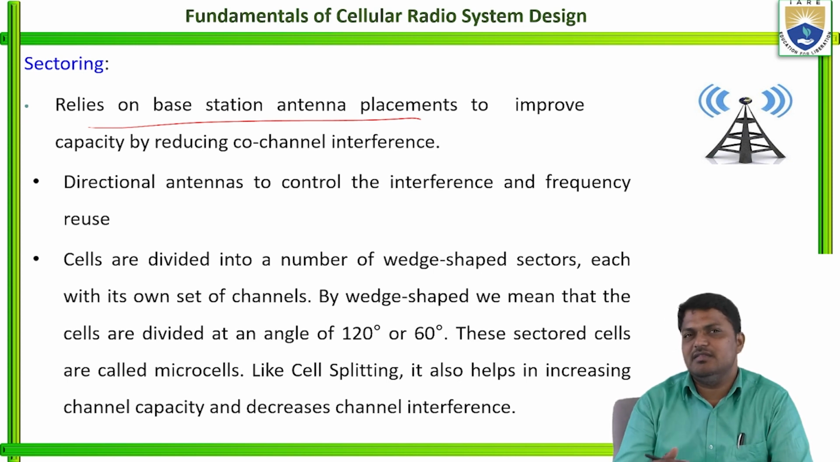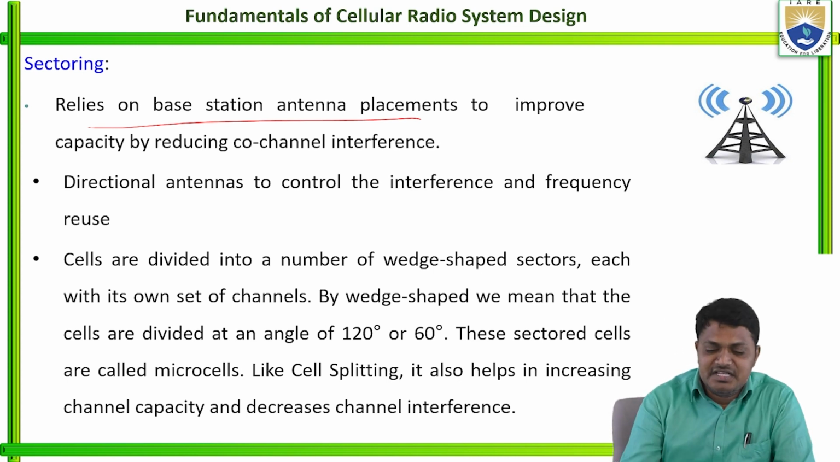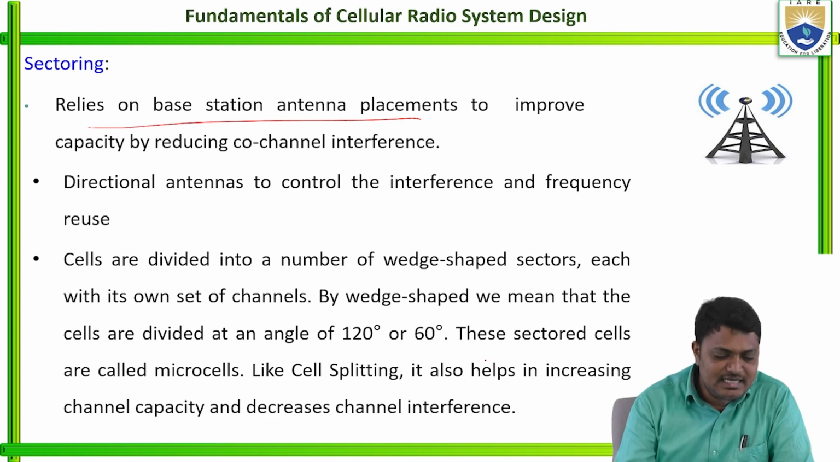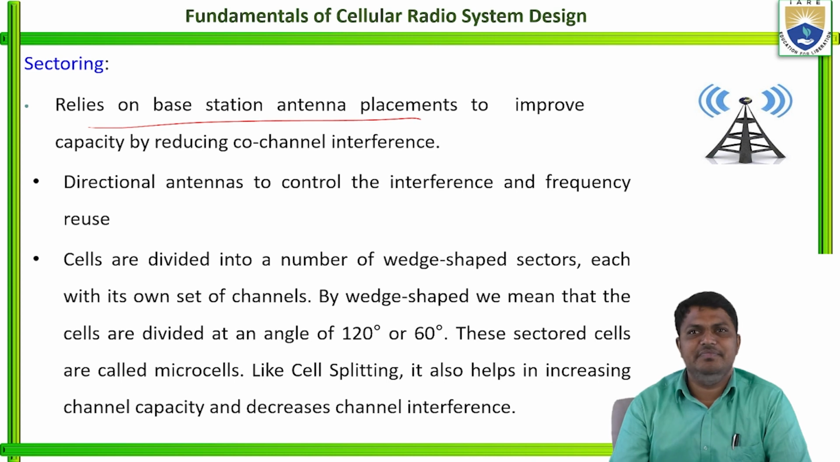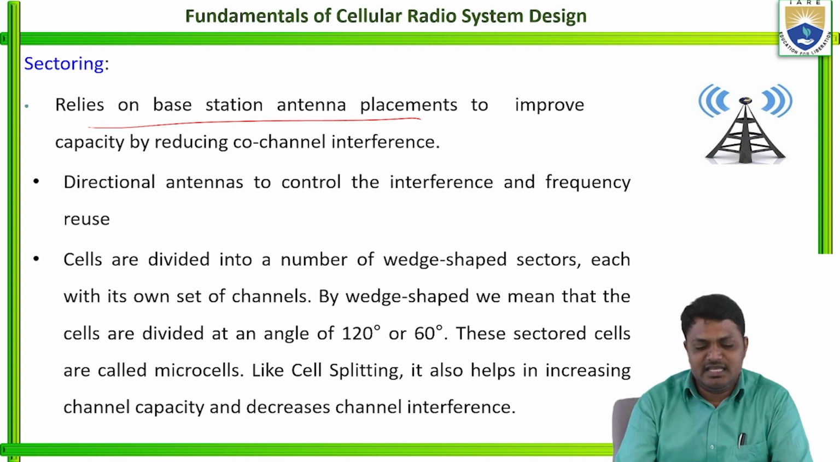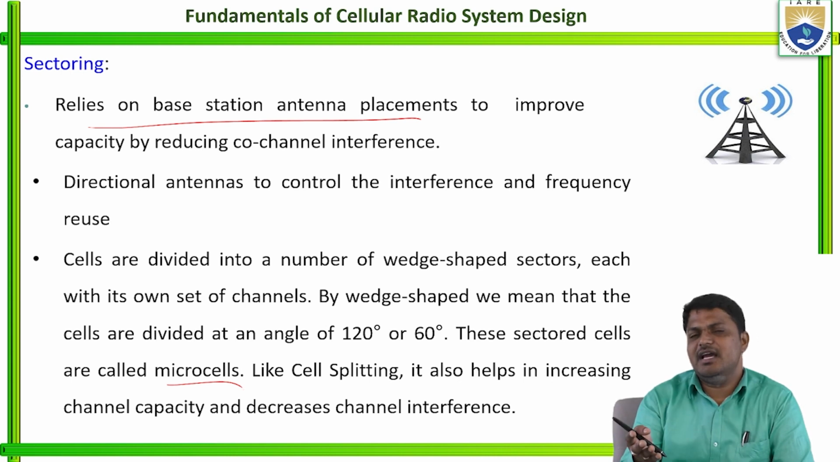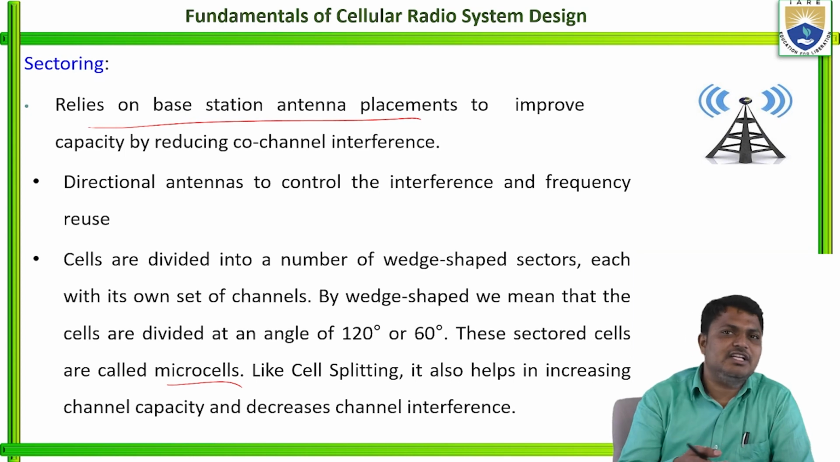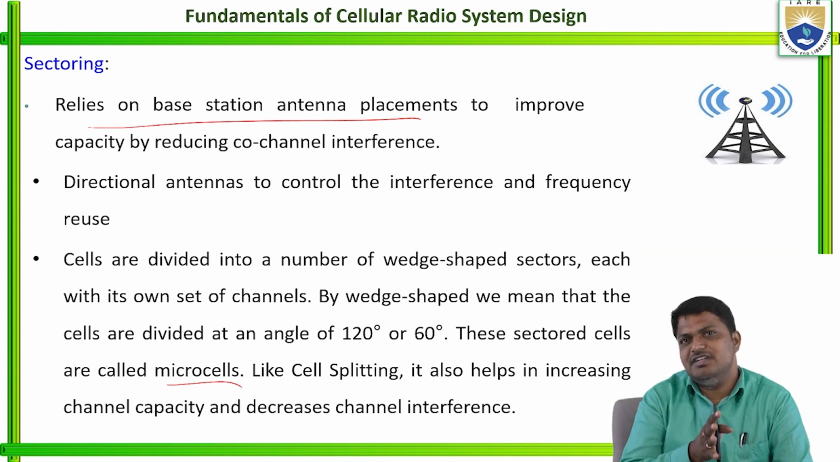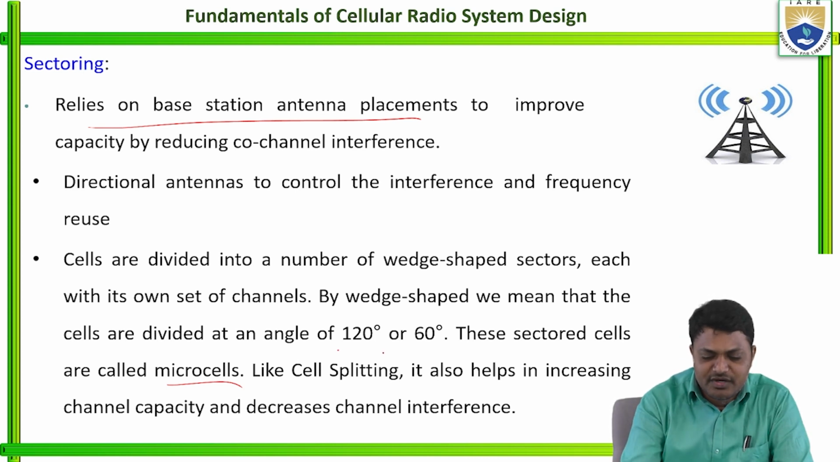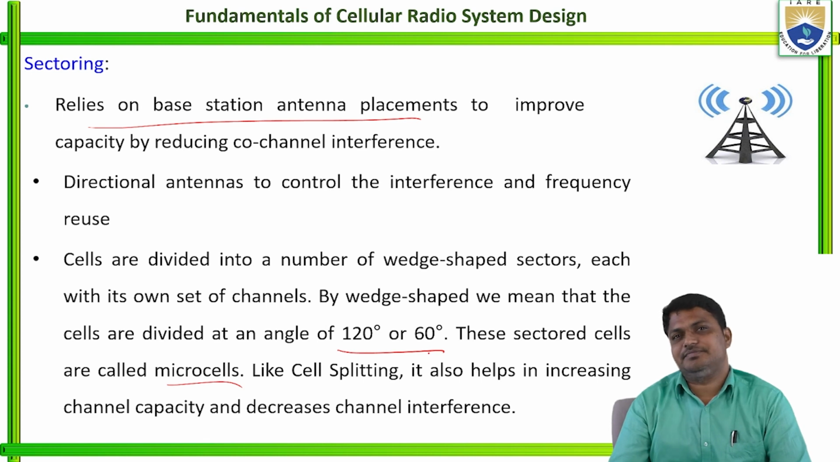Cell splitting is also a similar process. By wedge-shaped, we mean the cells are divided in the shape of 120 or 60 degree angles only. These sectored cells are called microcells. Like cell splitting, which divides a large cell into small cells, sectoring divides the cells in a wedge shape into 120 or 60 degree angles.